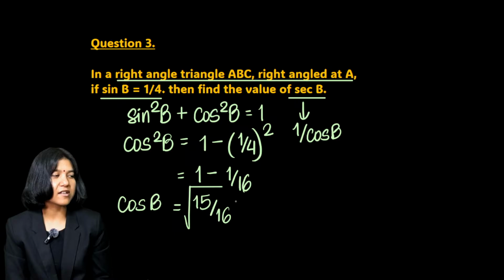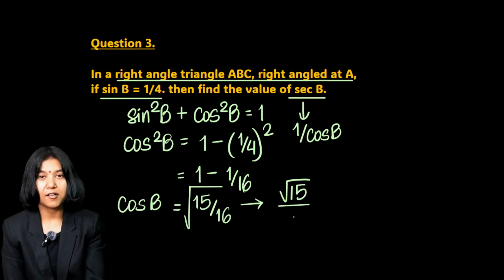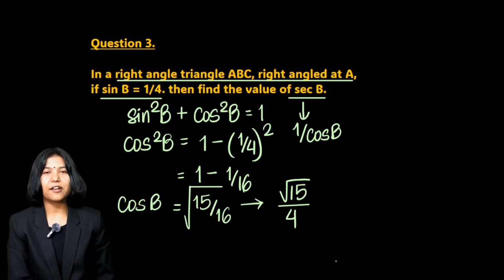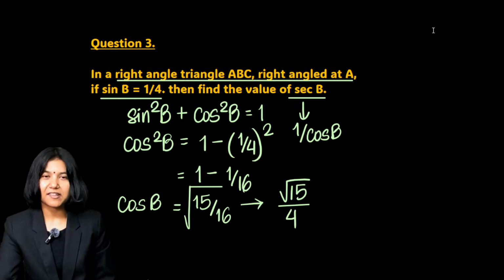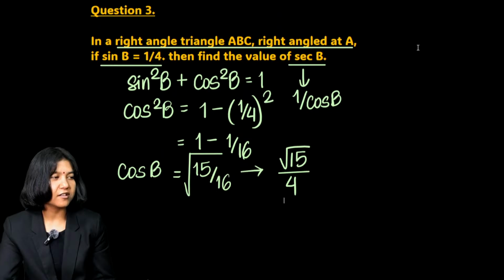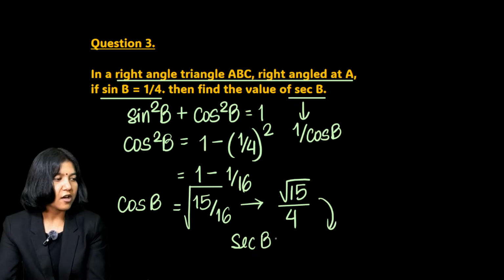So cos B is the square root of 15 upon 16. Clearly 15 is not a square number, so I have to write it as root 15, while 16 is a square number. The square of which number is 16? Definitely 4. I got the value of cos B, right? And now I want to find the value of sec B, which is just the reciprocal. So just find the reciprocal of this, giving me that sec B has to be 4 upon root 15.